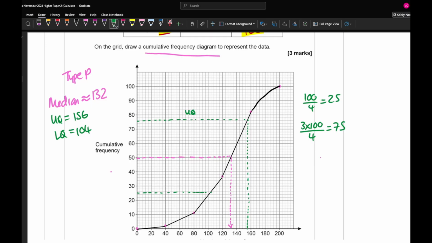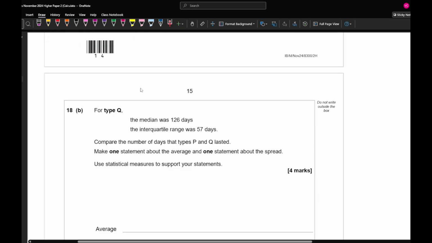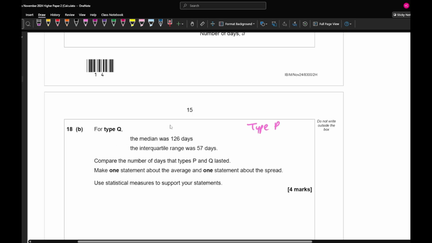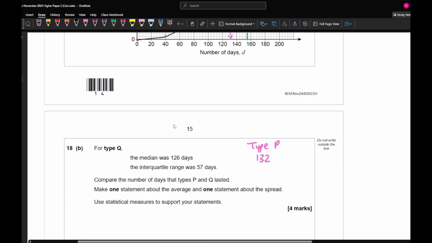Now, as long as you're marking this on your curve and you're using your values, then that should be absolutely fine. So from this, I get an interquartile range of 156 minus 104, which gives me an answer of 52. So an IQR of 52. Now I need to compare these two numbers with the median and IQR of type Q. So for type P, the median I worked out was 132, and the IQR was 52.